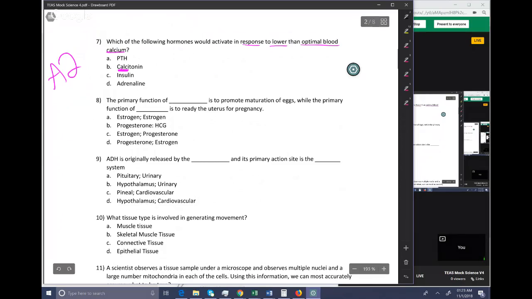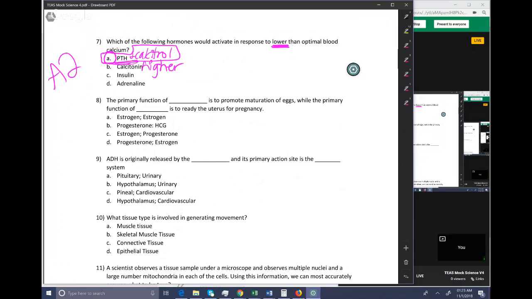There are 2 hormones that respond to lower than optimal. There's 1 hormone that responds to higher than optimal. The one that responds to higher is what they have parked in choice B, calcitonin. And then PTH is in response to low levels, as is calcitriol. And that's why you didn't see calcitriol there as a choice, because there wouldn't be a way to pick between PTH and calcitriol.